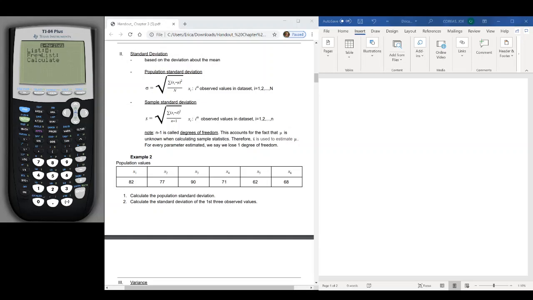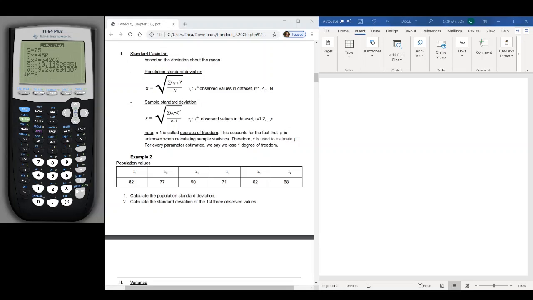So remember that we did enter our data into L2, so we do need to change L1. So let's do second and 2 on the keypad. That's going to bring up L2. Frequency list, leave by default, and then we'll calculate.